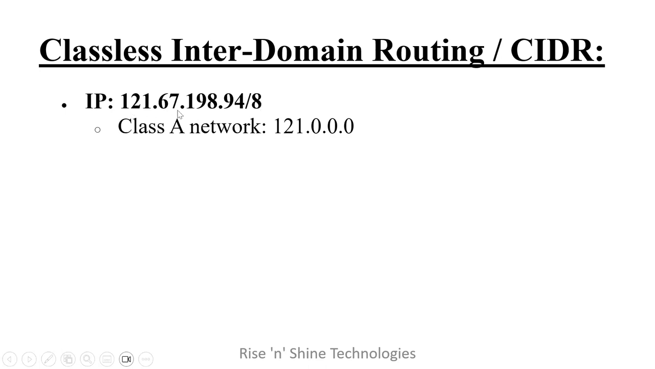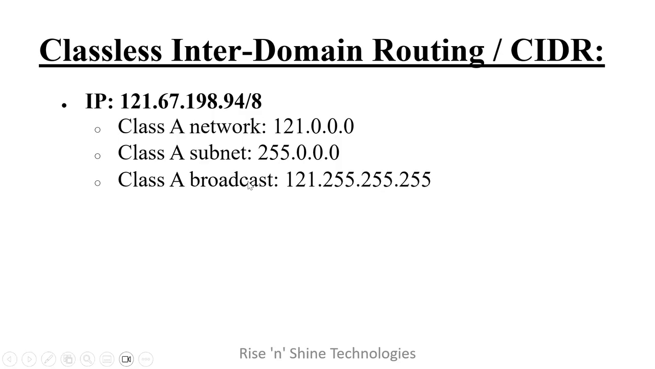Whenever we observe this one, it comes under the class A network, which belongs to 121.0.0.0. What is the /8 here representing? That is the subnet. 121 is for the network identity and 0.0.0 is for the device identities. And what is the subnet for this one? For 121, the first octet is 255 and the remaining octets are for the device.